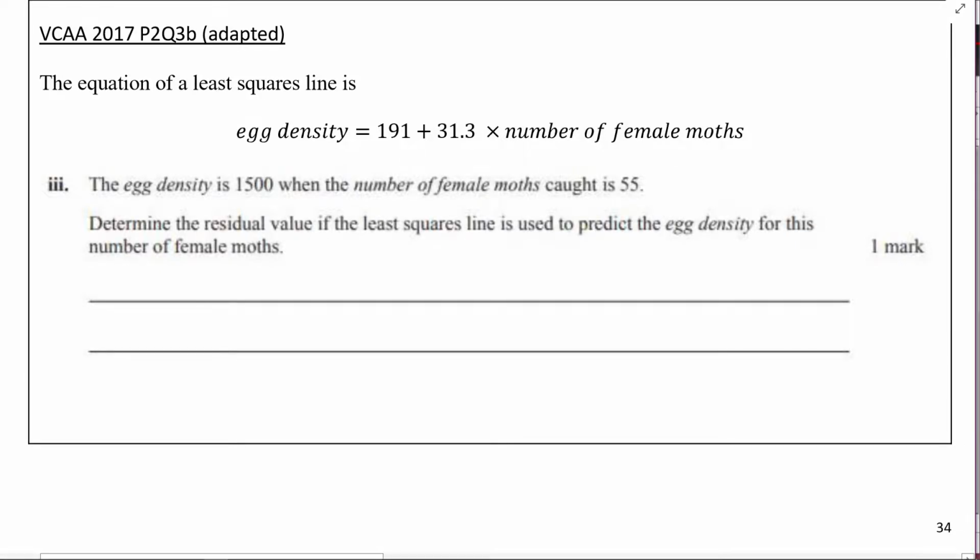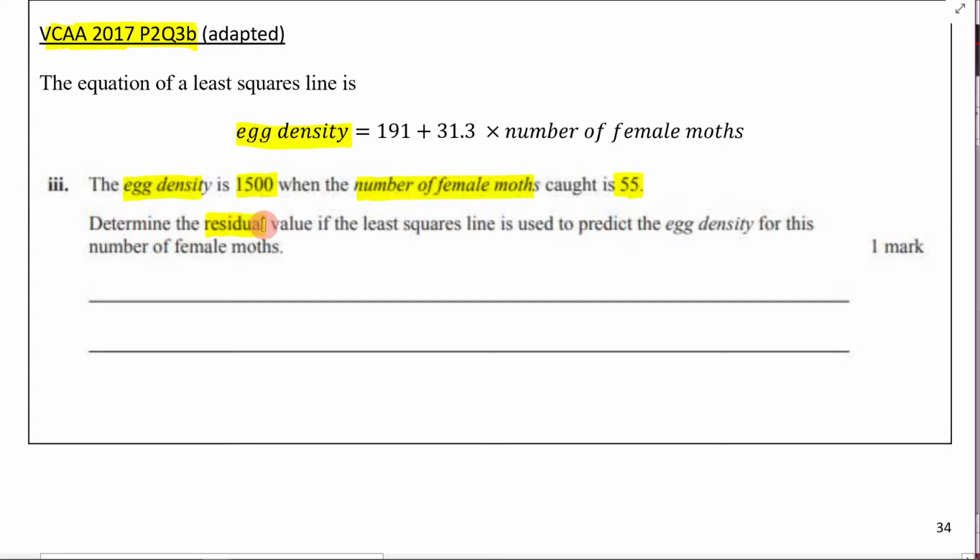We're going to go through this past exam question, and then at the end, we'll look at the examiner's report as well. As you can see, it's taken from 2017, paper 2, question 3b. The equation of a least squares line is given right here. Here, we're being told the egg density is 1500 when the number of female moths caught is 55.